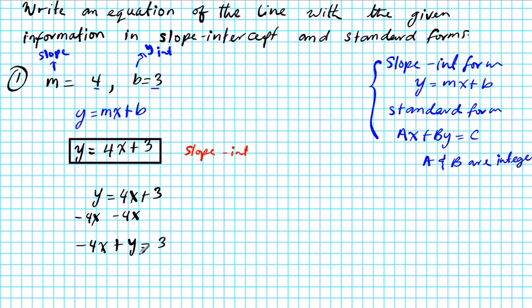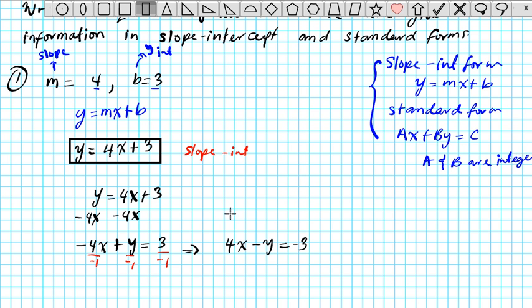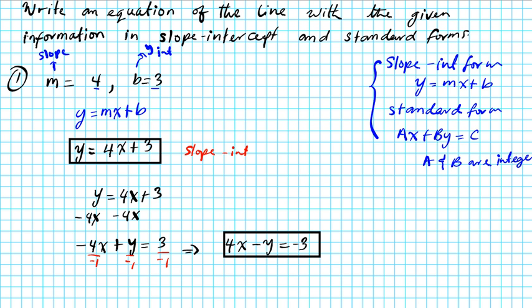And I can divide every single term by -1 because I want a to be positive. So I divide this by -1, divide this by -1, and divide that by -1, everything. So that leaves us with 4x minus y equals -3. Note when you divide by -1, all the signs flip, okay? So this is your answer in standard form. All right, let's move on to another example.